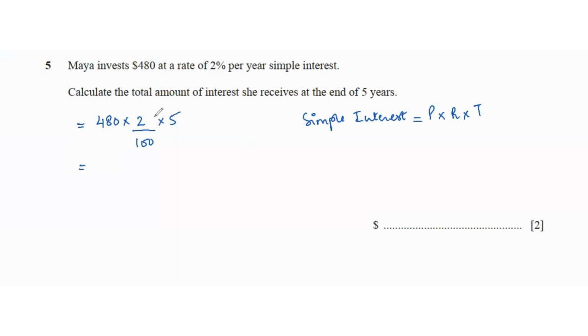So 2 times 5 is 10. 10 divided by 100 would be 1/10. So $48 is the interest that she gets at the end of 5 years.